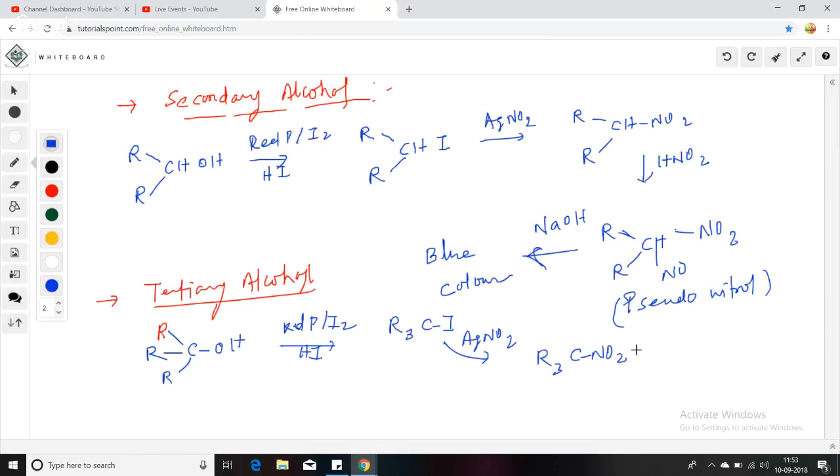Now this with HNO2, since there is no hydrogen present on this carbon atom, there is no reaction, and further with NaOH also no reaction. Okay, when no reaction takes place, then it is tertiary alcohol. All these with NaOH, it is colorless also. One more thing you write out here: NaOH gives colorless.